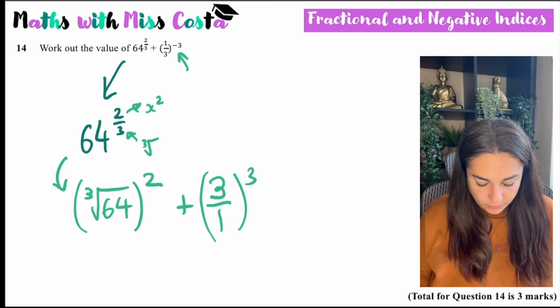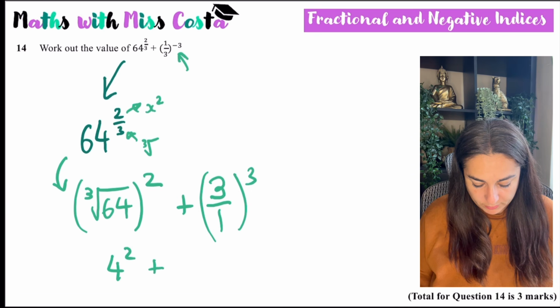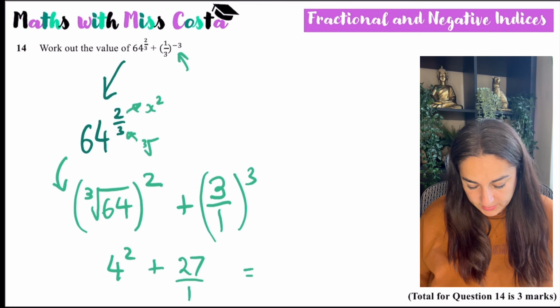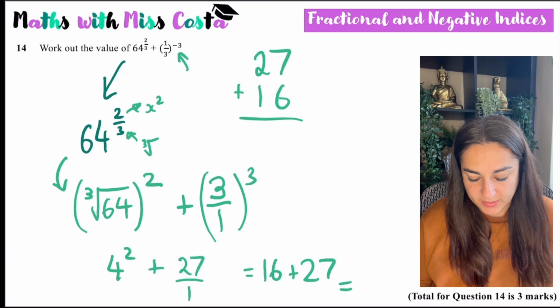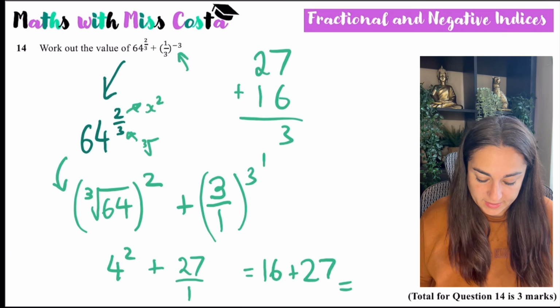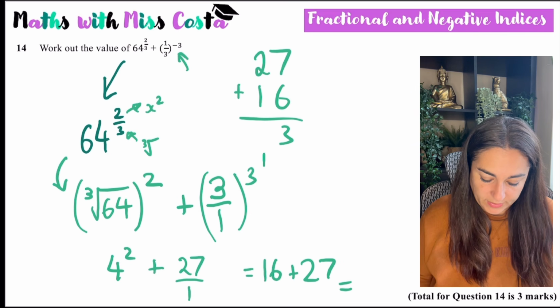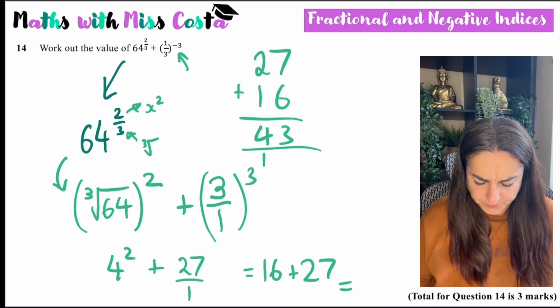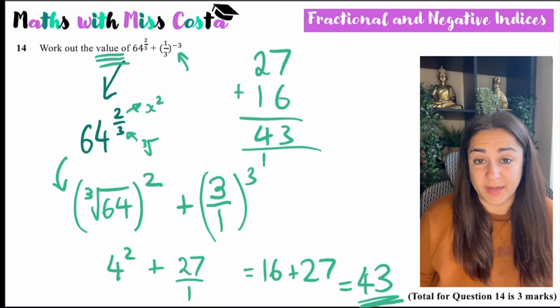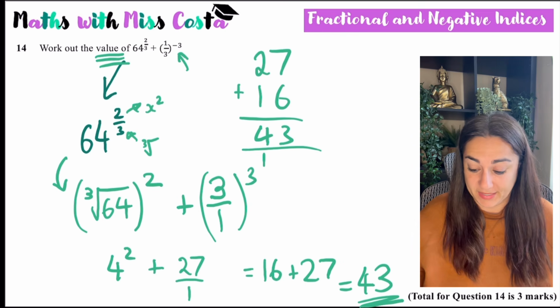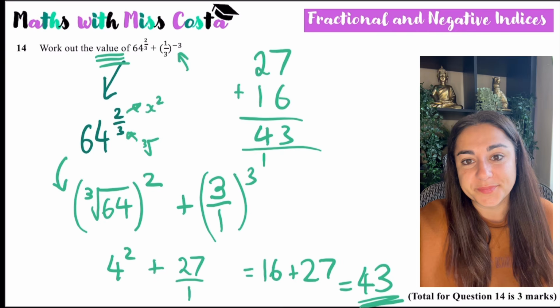So the cube root of 64 is 4. So I'm left with 4 squared plus 3 cubed, which is 27, over 1 cubed, which is 1. So 4 squared, which is 16, plus 27 is going to be your answer. 27 plus 16, 6 plus 7 is 13, 2 plus 1 is 3, plus 1 is 4. So your final answer would be 43, and it says work out the value. So whenever you need to work out the value of something, it means the actual numerical value.